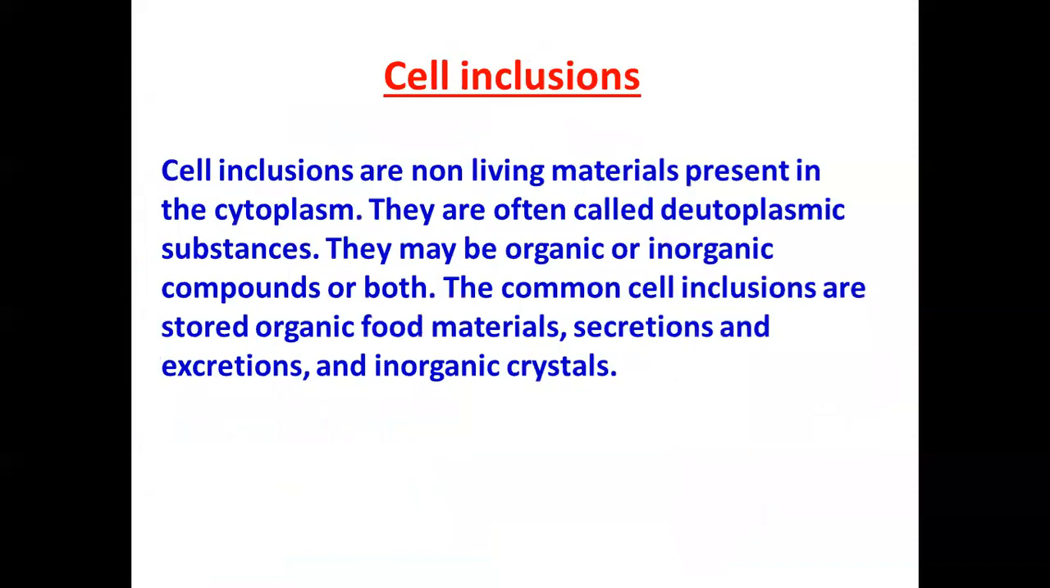Next is cell inclusions. Now, what are cell inclusions, children? Cell inclusions are non-living material present in the cytoplasm. They are often called deutoplasmic substances. They may be organic or inorganic compounds or both. The common cell inclusions are stored organic food material, secretions and excretions, and inorganic crystals. Clear?